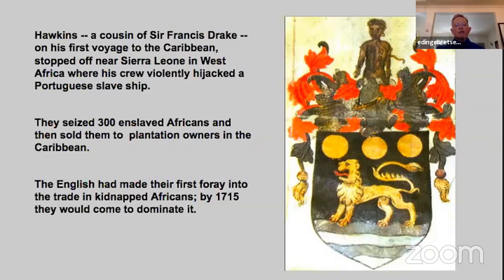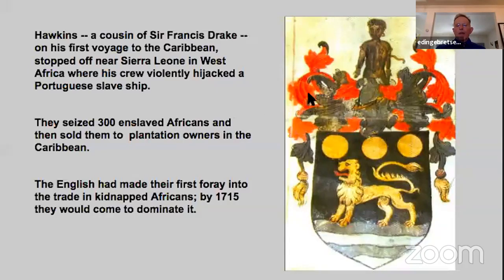Hawkins is a cousin of Sir Francis Drake, and on his first voyage to the Caribbean, he stops off near Sierra Leone in West Africa, where his crew violently hijacks a Portuguese slave ship. They seize 300 enslaved Africans. So not only are the Africans kidnapped themselves, they're then stolen and resold to plantation owners in the Caribbean. The English had made their first foray into the trade in kidnapped Africans. By 1715, they would come to dominate it.